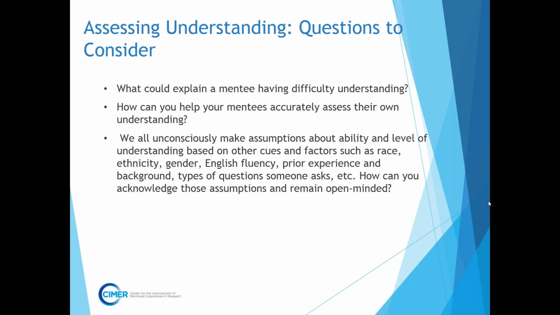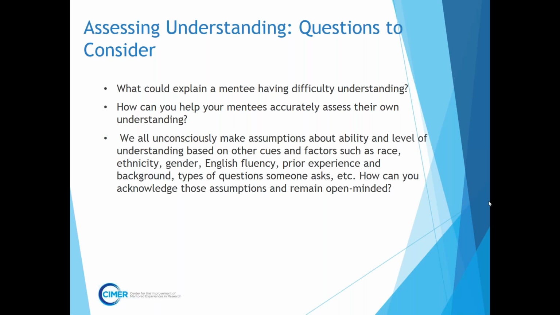And one thing I wanted to raise is that we do unconsciously make assumptions about abilities and levels of understanding based on other cues and factors. And these can include race, ethnicity, gender, English fluency, prior experience and background, and the types of questions someone asks, or even their willingness to ask questions. And so one of the things in assessing understanding that I think it's important to remember as mentors is how do we acknowledge those assumptions and remain open-minded about the potential a student has. That in the case study described, we don't come away from that assuming the student isn't capable, but more that we check our assumptions and say, okay, let's get to the bottom of where the difficulty is happening.